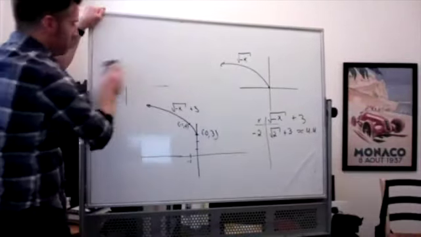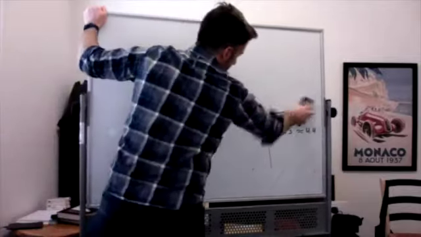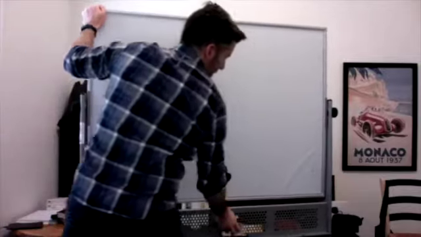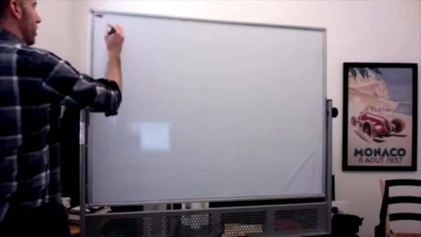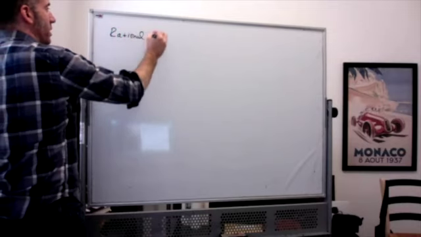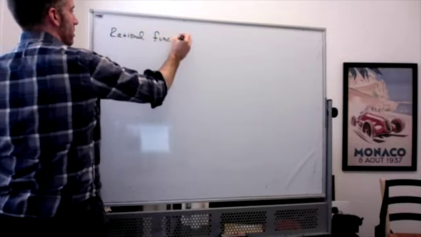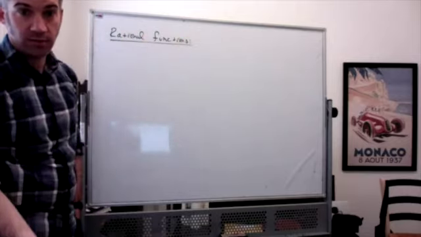parent functions. So there's 2 more parent functions I want to talk about, because they do come up relatively often. And they are the following. They are both rational functions. A rational function is just a polynomial divided by another polynomial.